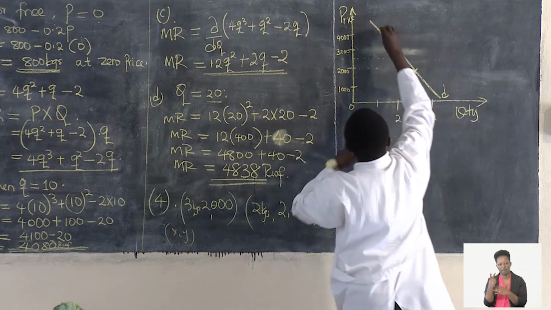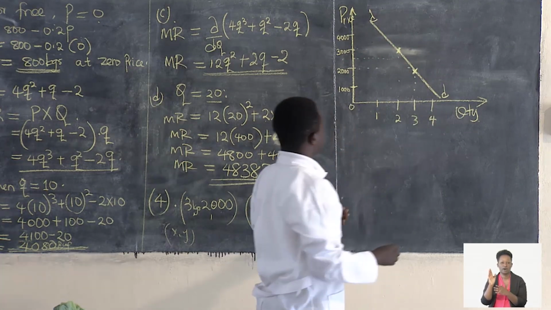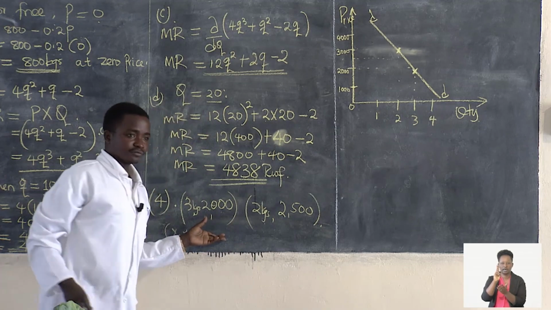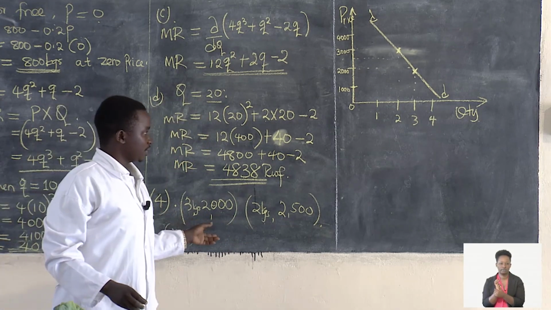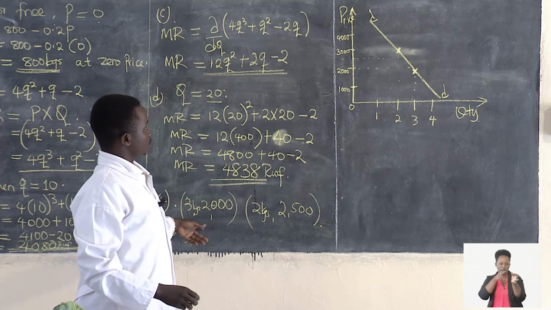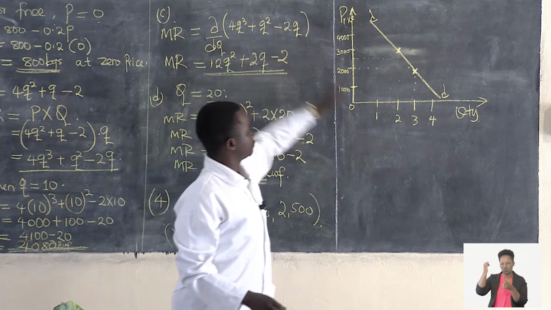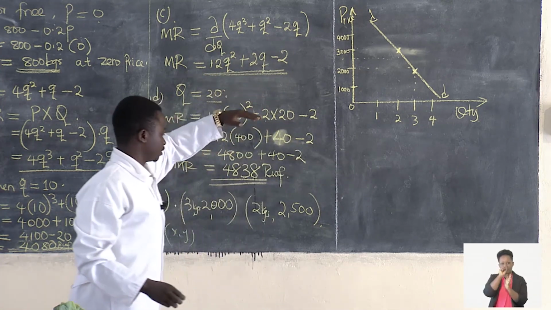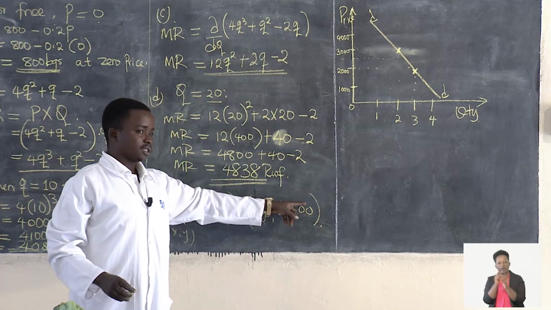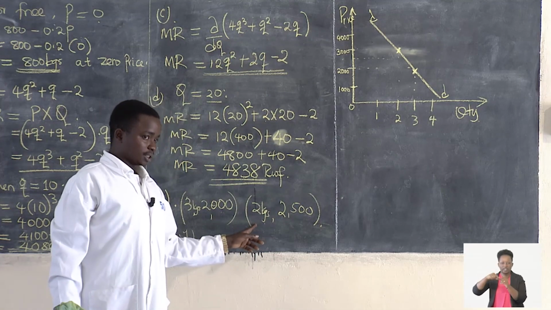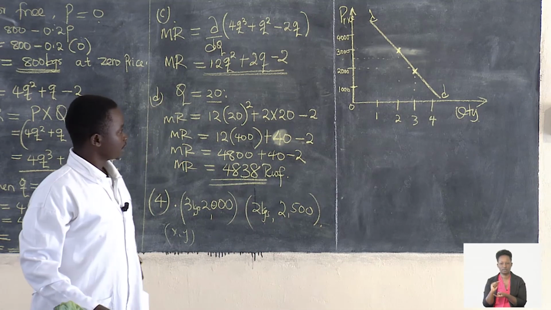So this is your demand curve. We have presented our information on the graph. You can see this is a negative slope. It obeys the law of demand, as you can see, because as the price increased, quantity demanded reduced.